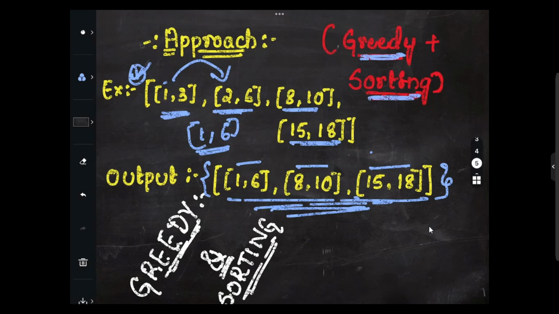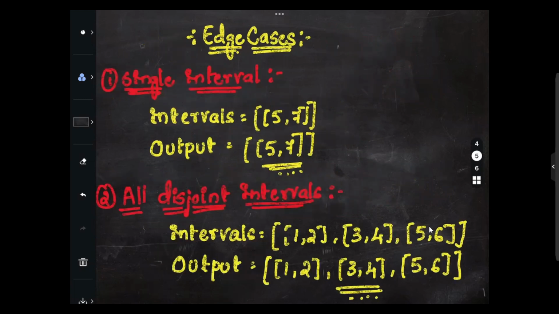Now as we are completely familiar with the approach, let's move on with the edge cases. The first edge case is the single interval, right? So for the single interval, we have only 5 comma 7.